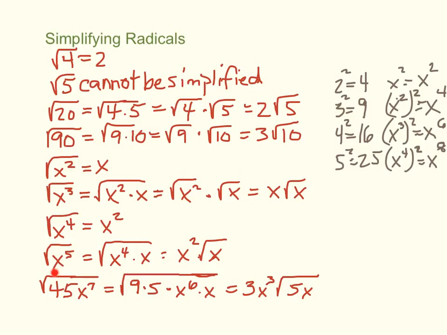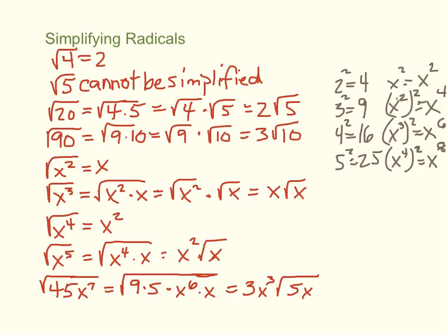X to the 5th. Well, the largest perfect square, again, is that even one. All right, so it's x to the 4th. X to the 4th is the largest perfect square that divides evenly into x to the 5th. It's x to the 4th times x, and we found that the square root of x to the 4th is x squared. So I pull the x squared out and I'm left with the x underneath the radical. So the simplification of the square root of x to the 5th is x squared times the square root of x.